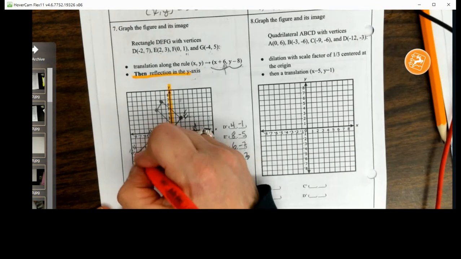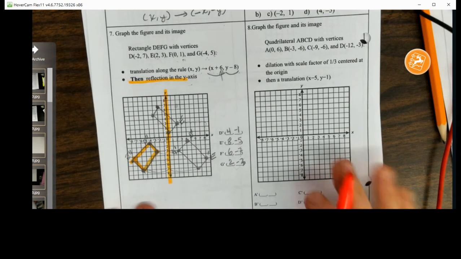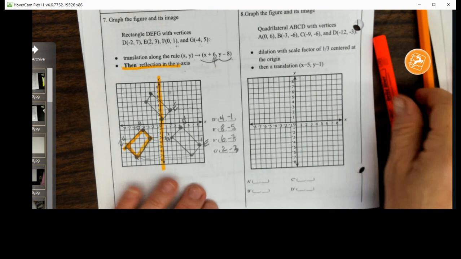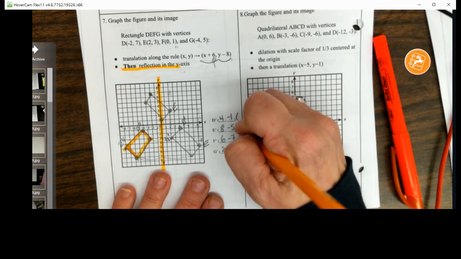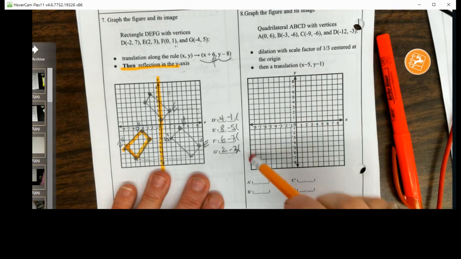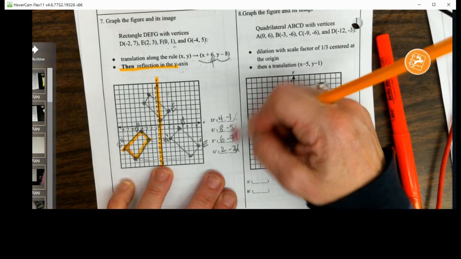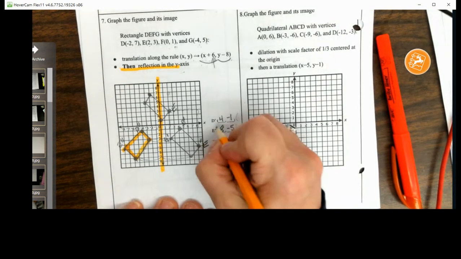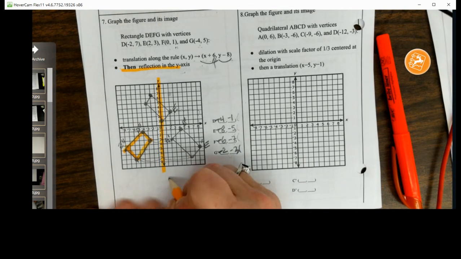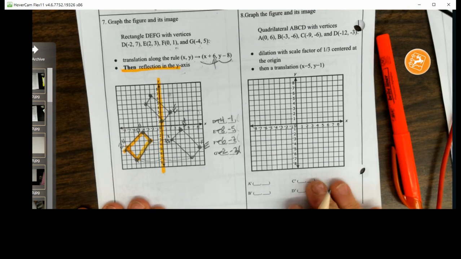Of course all my points are going to change for my reflection over the y-axis. If you reflect over y, y stays the same, and all my x's are going to become negative. So these are all negative, and my y's stay the same. And now we are done.